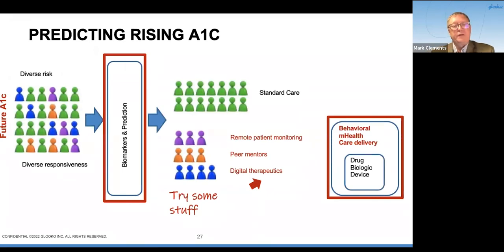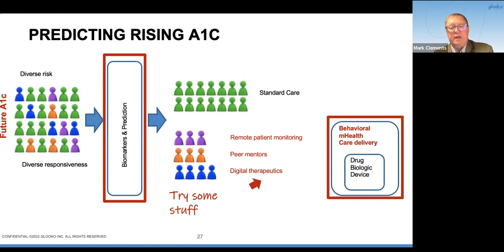I'll show you briefly another model that we've created. So in this model, we are predicting future rise in hemoglobin A1C in the next 90 days among youth and young adults with type 1 diabetes. Again, I am providing you examples from my own research, but the principles should apply to adults with type 2 and type 1 diabetes as well.